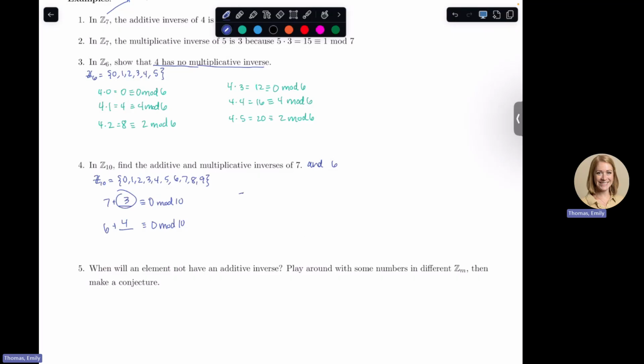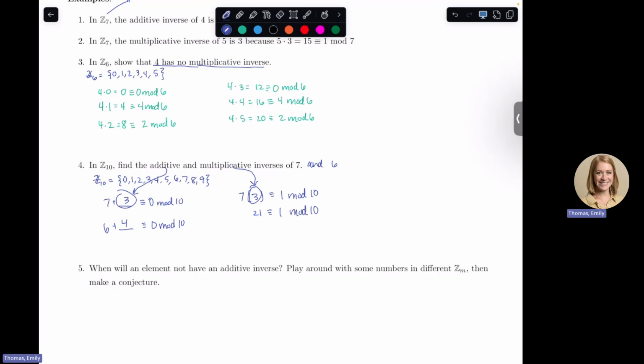And 6. We're not going to do that probably for multiplicative, but we'll look at it. So we want to know 7 times something is congruent to 1 mod 10. It is 3 because that's 21, and 21 is congruent to 1 mod 10. Is that okay? Additive, multiplicative inverses of 7. Has to be something inside that set.